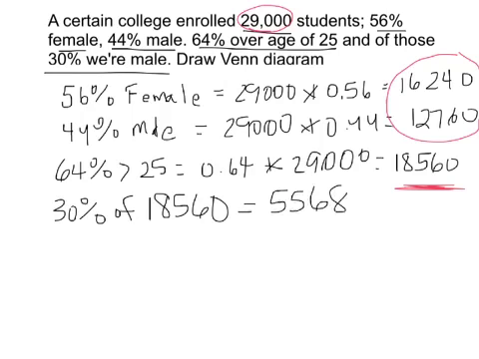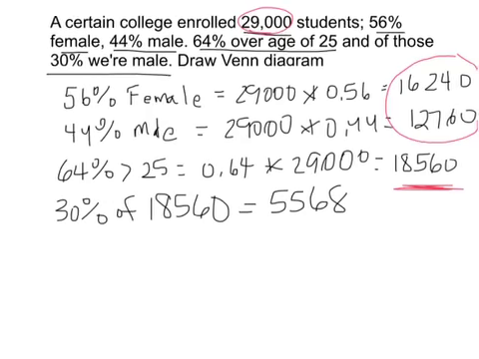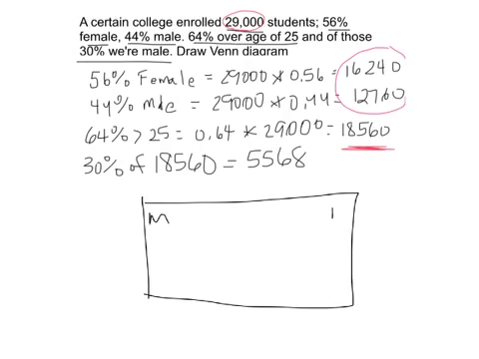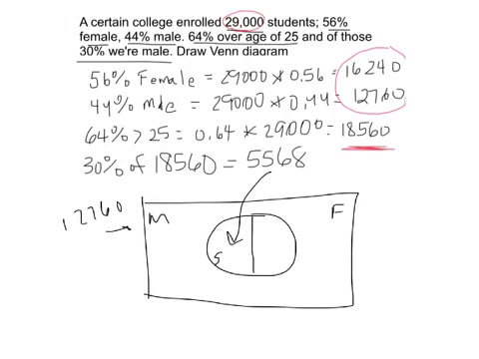Now the only thing you have to be careful of is when you draw your Venn diagram, if you add up every single number, you should get 29,000. So it would be easy to say, well, we have male and female, and then the mistake would be to write, well, on the male side, this is 12,760. Well, that's true, but some of these are going to be inside this little Venn diagram that says the number that are male is this 5,568.